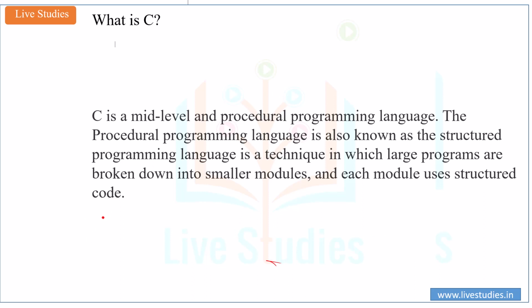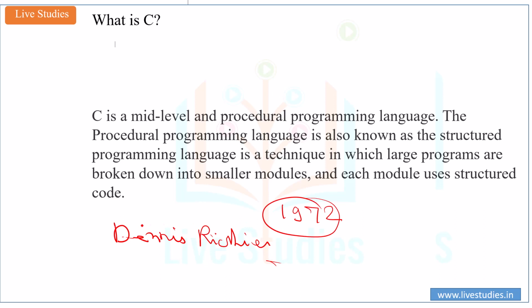C is a general purpose programming language, developed by Dennis Richard in 1972 at Bell Laboratory. It is a very popular language.